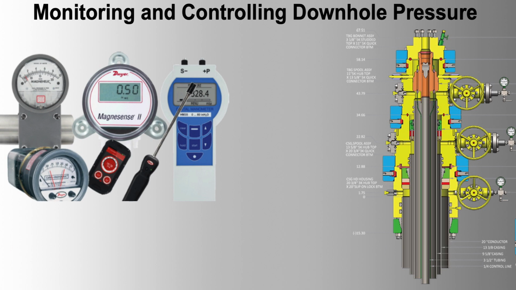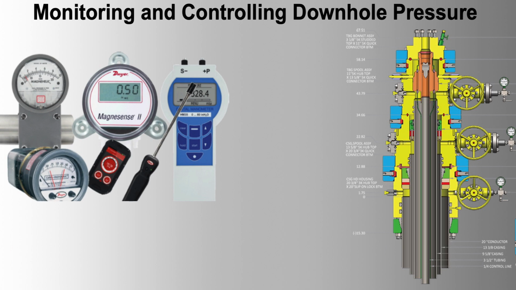2. Redundancy and safety systems. Fail-safes. Design systems with fail-safes that activate in the event of a sensor failure or data loss. Emergency shutdown systems, ESD. Integrate ESD systems that can automatically shut down operations if dangerous pressure levels are detected.